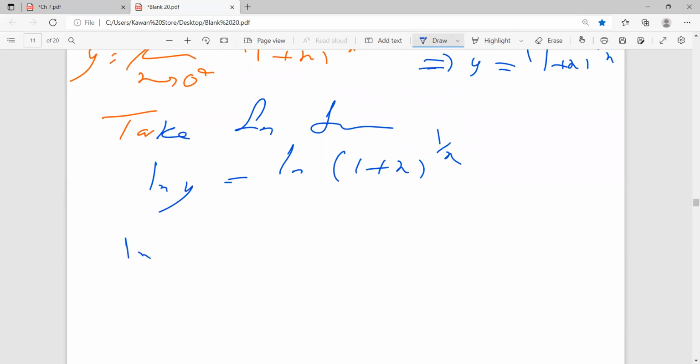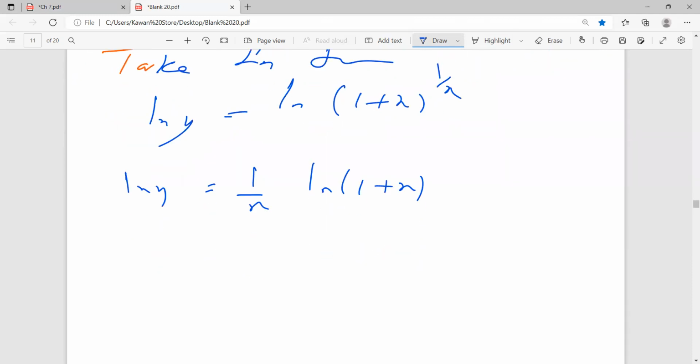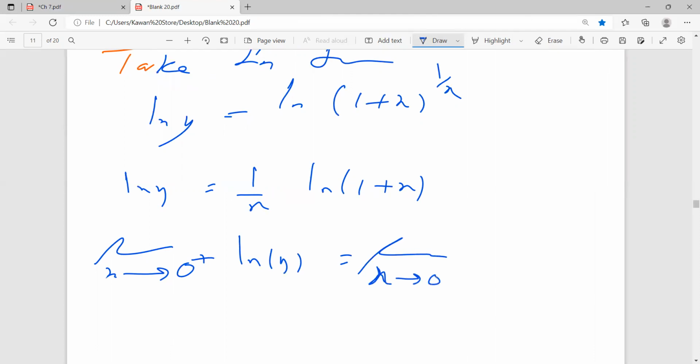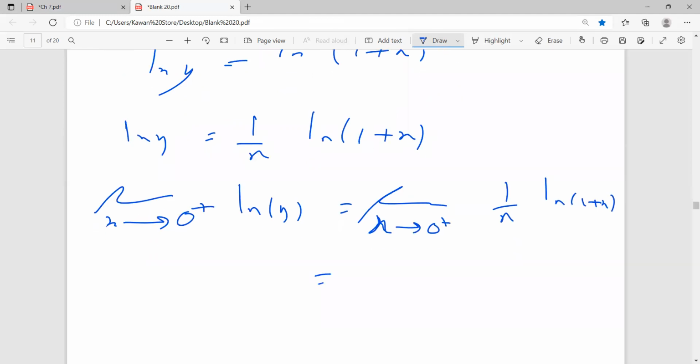So we have ln of y equal to 1 over x times ln of (1 plus x). Now it's time to take a limit for both sides. Now substitute. That one is x, that one is y. I will get the same. Am I right?